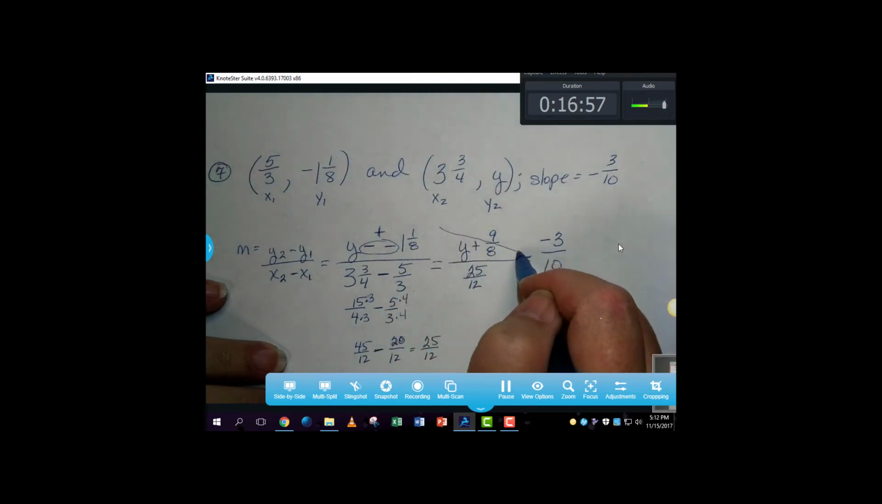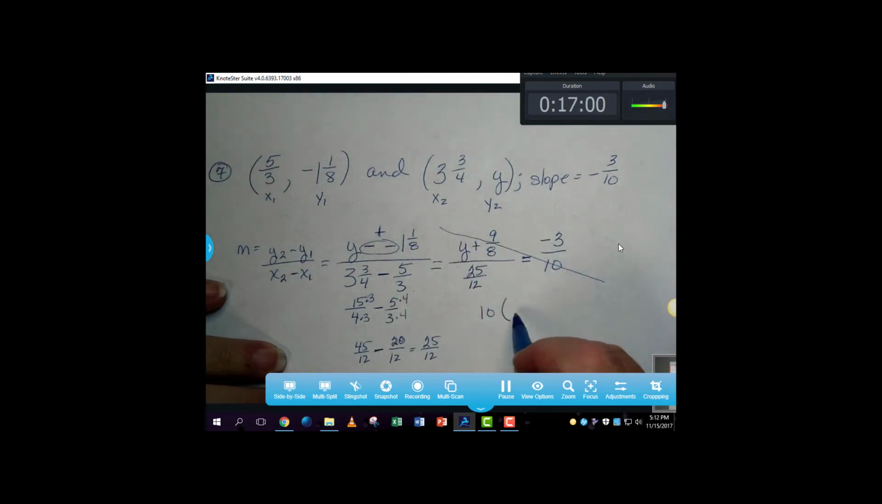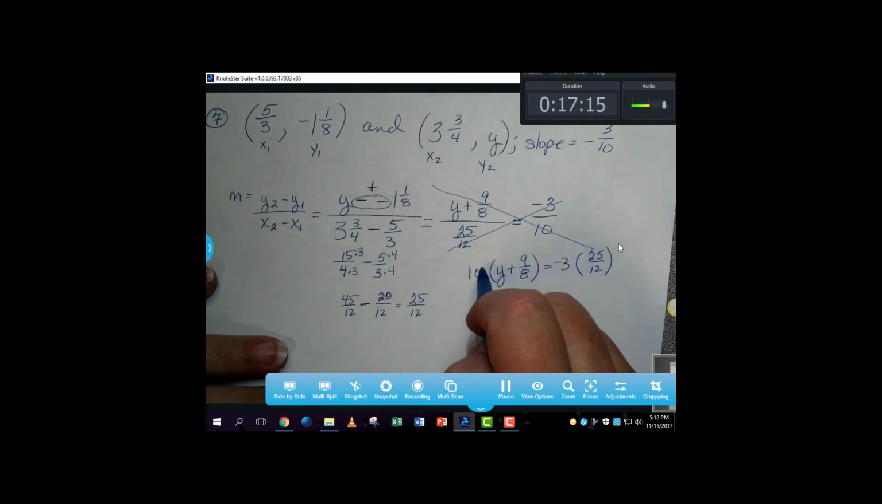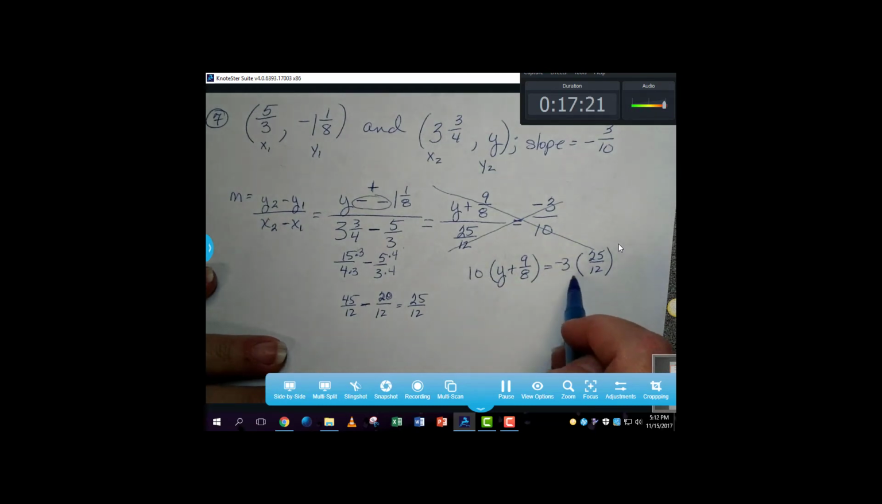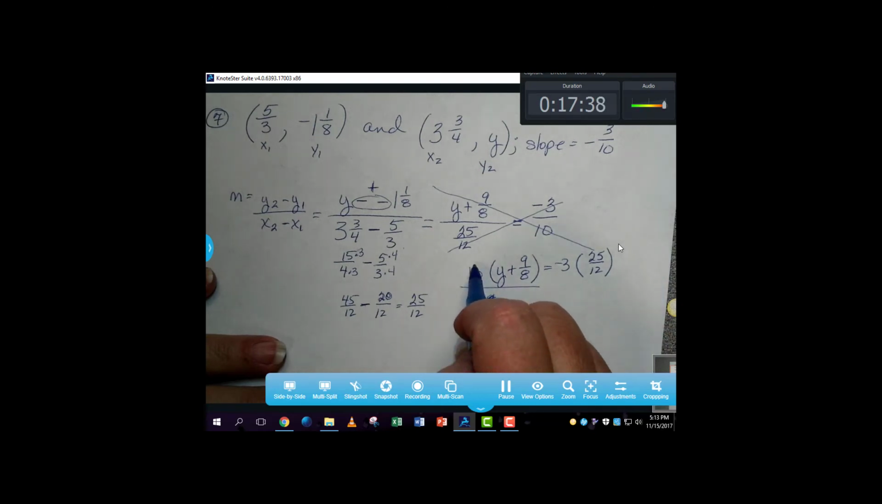Then I'm going to go ahead and cross multiply. So I'm going to get 10 times the quantity y plus 9/8 equals, and over here I multiply this, I'm going to have negative 3 times 25/12. When I distribute the 10, now see, I don't want to divide both sides by something, because if I divide both sides by something, I'm going to get another fraction over here, or a decimal, one or the other. You know what? I'm just going to go ahead and do that. Why not? I'm going to go ahead and divide this by 10. Nah, I think that'll confuse you guys. Okay, so I'm going to go ahead and distribute.